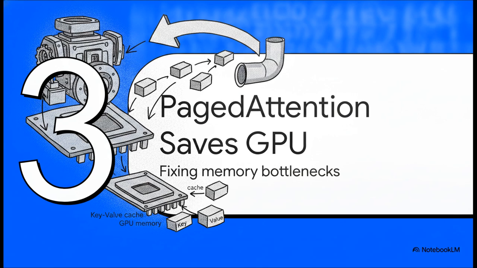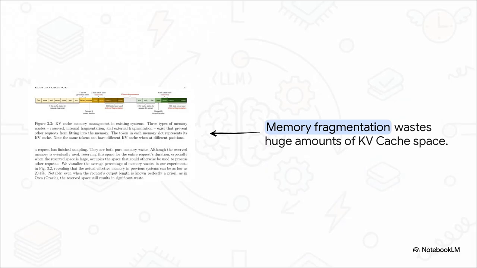All right, Section 3. PagedAttention saves GPU memory. Now let's look at traditional systems. They pre-allocate these massive, continuous chunks of memory based on a request's maximum possible length. But because the system obviously doesn't know how long an LLM's actual response is going to be, it heavily overallocates. This creates a massive graveyard of empty, totally unusable slots. This severe internal and external memory fragmentation is exactly where that terrible 20.4% utilization rate comes from.